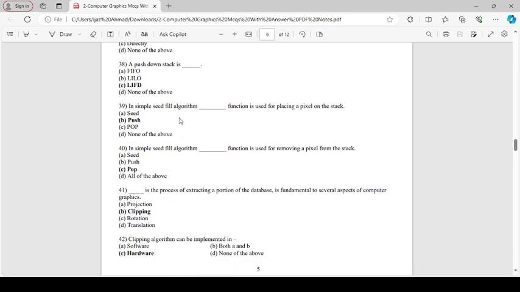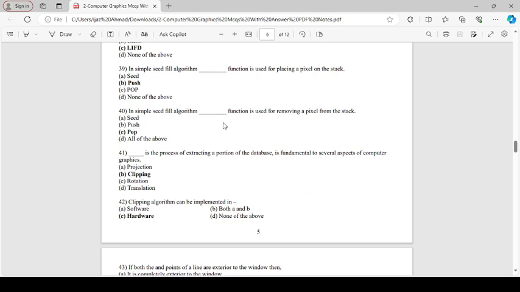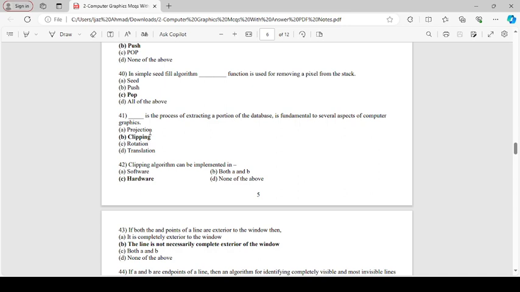In a simple seed fill algorithm, the push function is used for placing a pixel on the stack. In a simple seed fill algorithm, the pop function is used for removing a pixel from the stack. Clipping is a process of extracting a portion of a database.